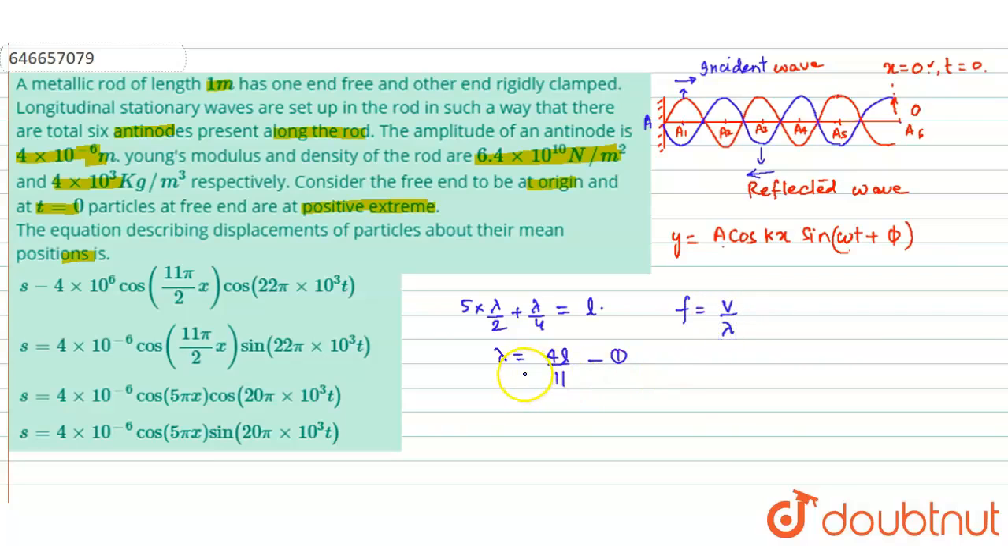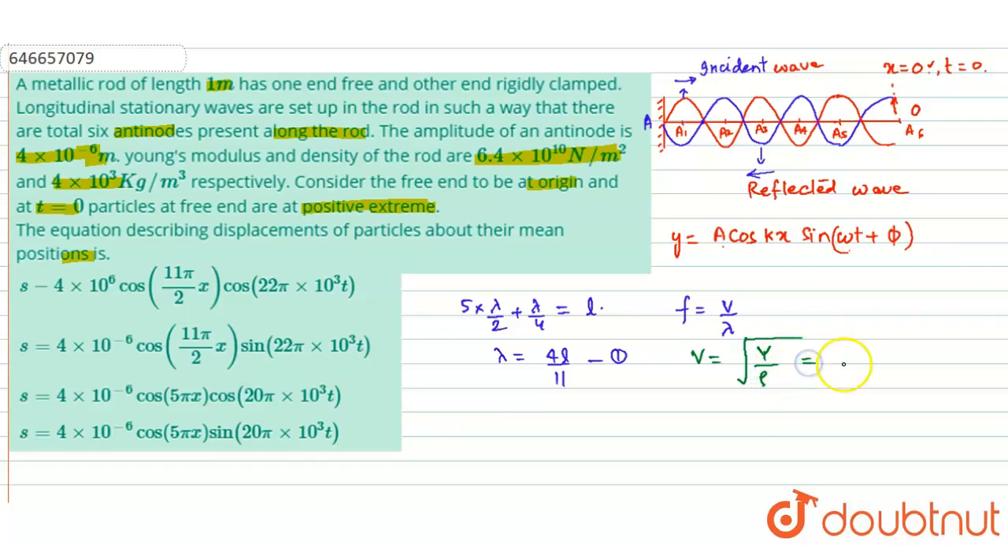So we know the wavelength of this stationary wave. Now we need to know the speed. So how do we calculate the speed of the stationary wave? With the help of Young's modulus. The speed of the stationary wave is simply equal to the square root of Young's modulus divided by density.